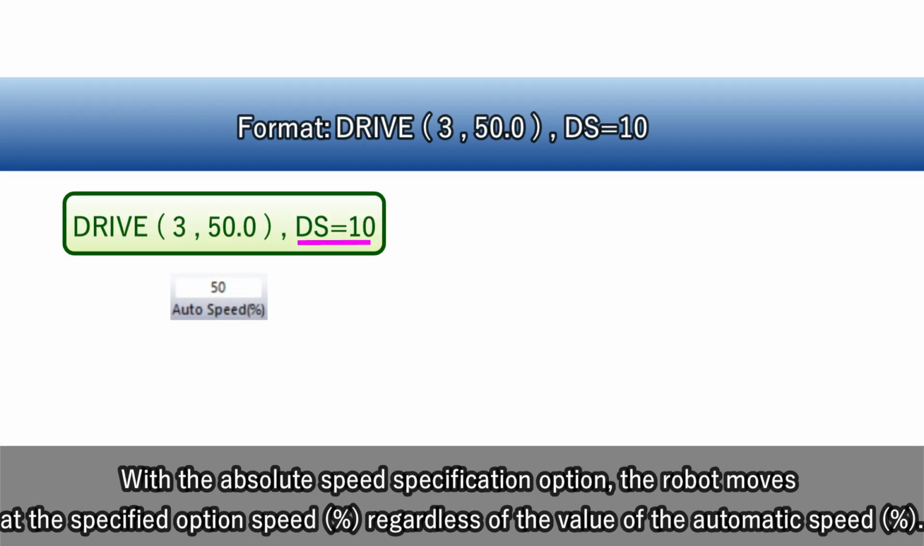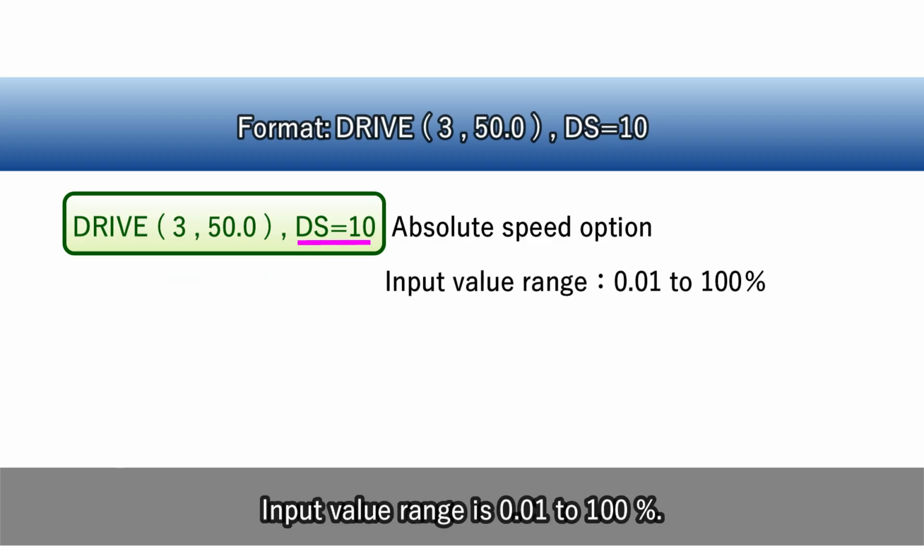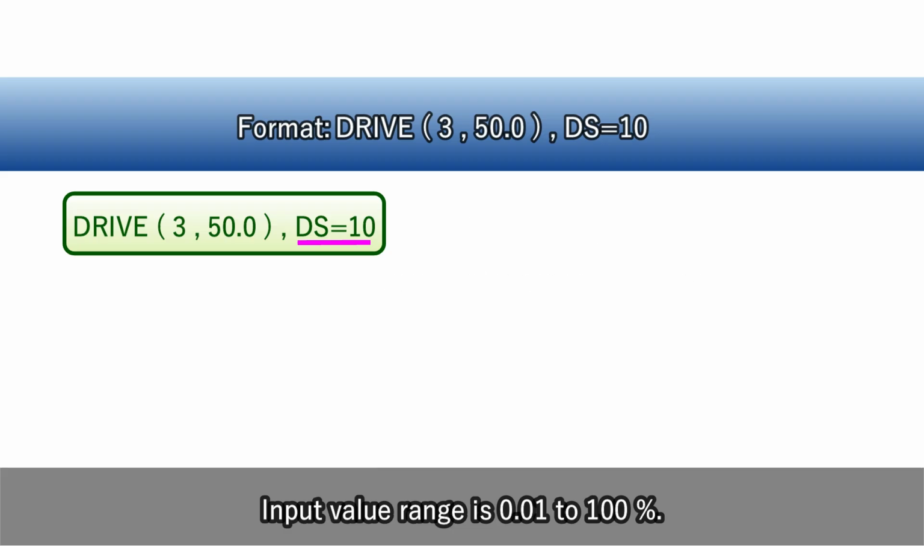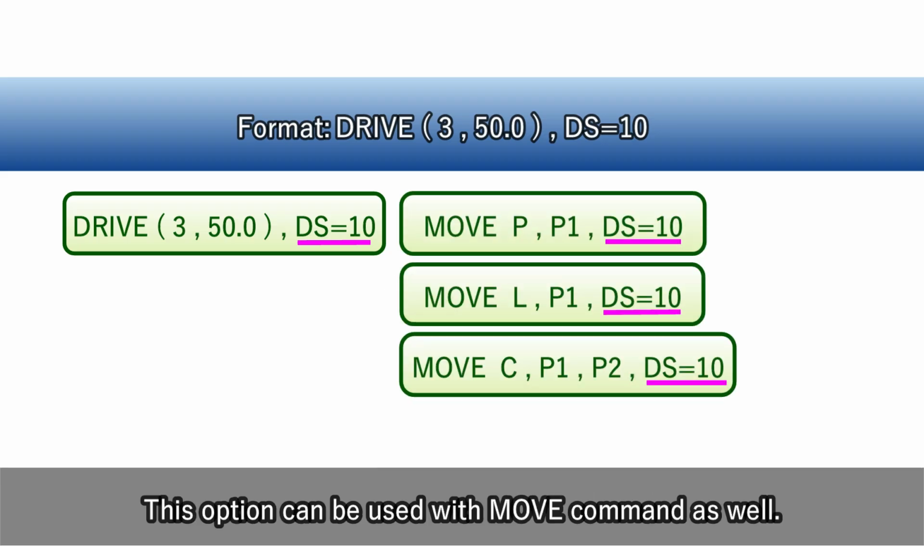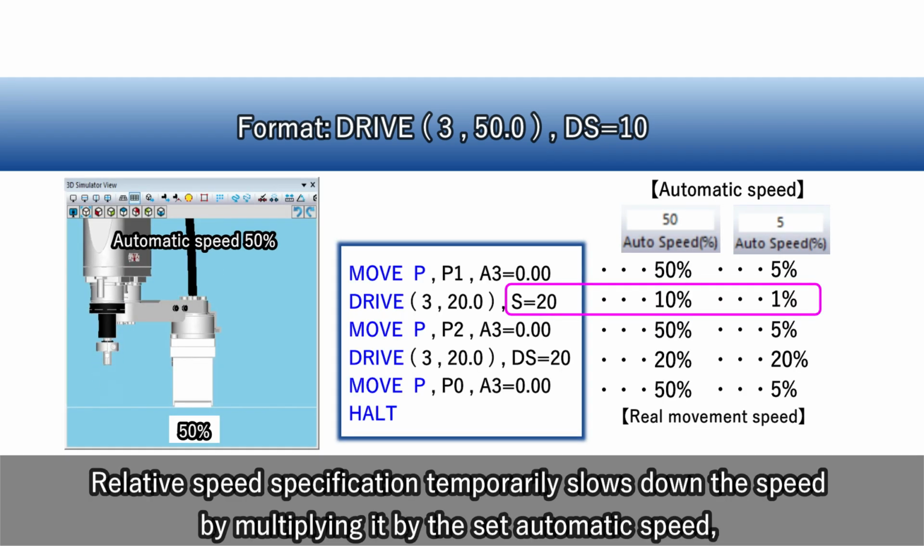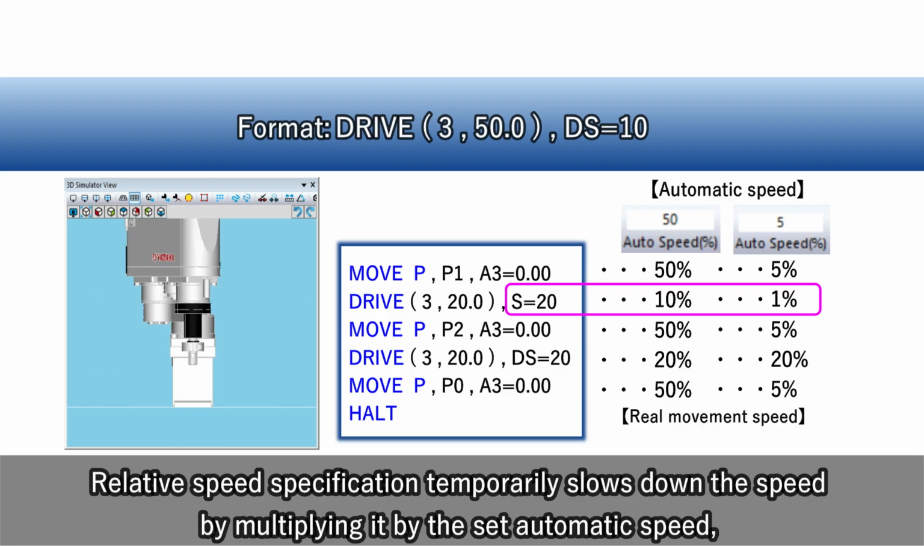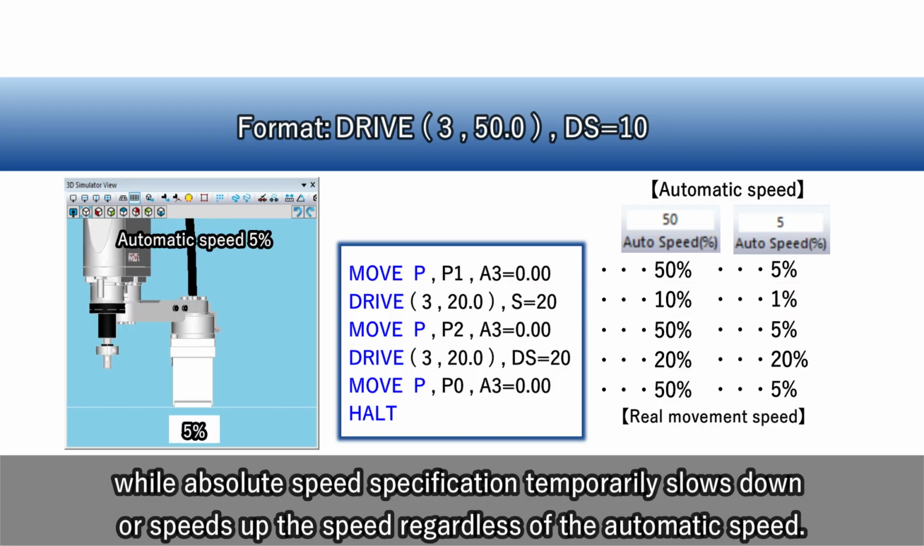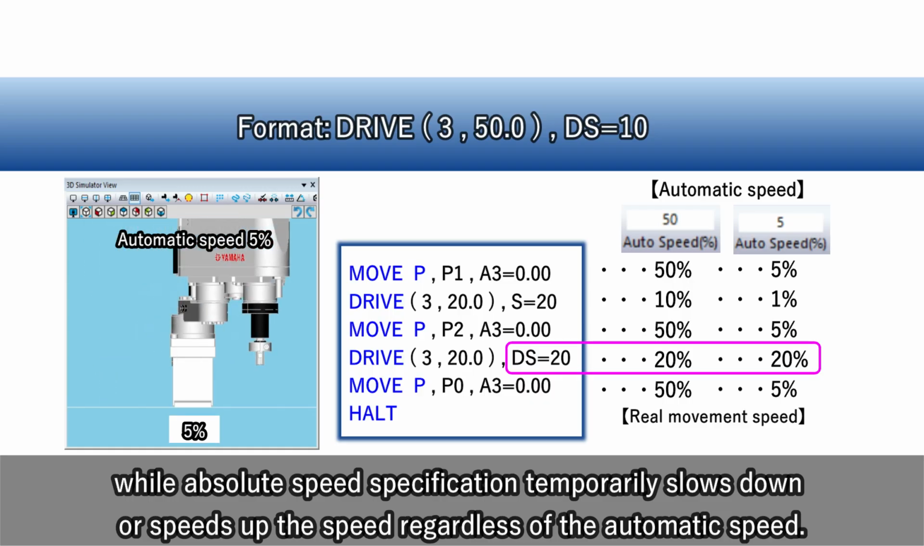With the absolute speed specification option, the robot moves at the specified option speed, regardless of the value of the automatic speed. Input value range is 0.01 to 100%. This option can be used with the move command as well. Relative speed specification temporarily slows down the speed by multiplying it by the set automatic speed, while absolute speed specification temporarily slows down or speeds up the speed regardless of the automatic speed.